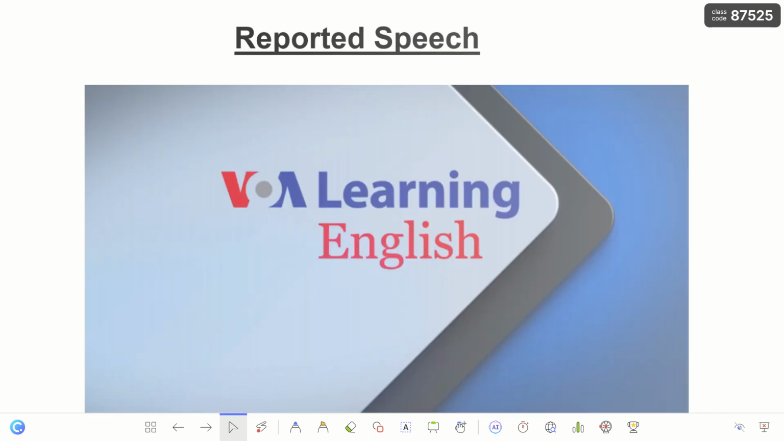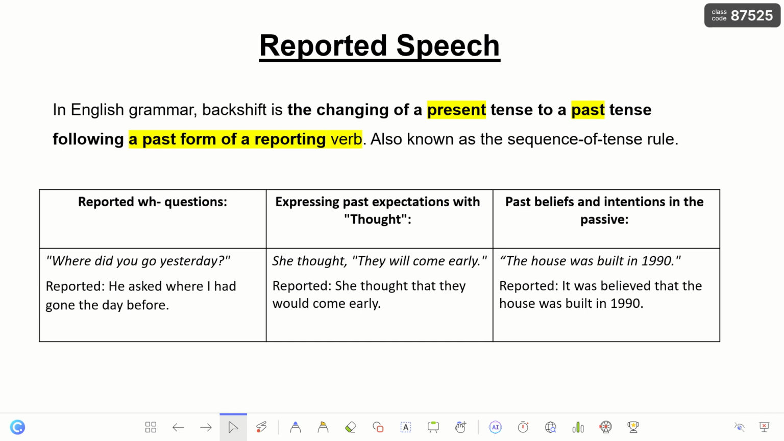Another one here also. Okay, so in more details about reported speech in general, not only reported thoughts, backshifting is the changing of a present tense to a past tense, following a past form of a reporting verb. I have two essential or basic elements in reported speech. The first one, to change from present to past or from past to past perfect. The second one is to use what? Reporting verb, past form of reporting verb.